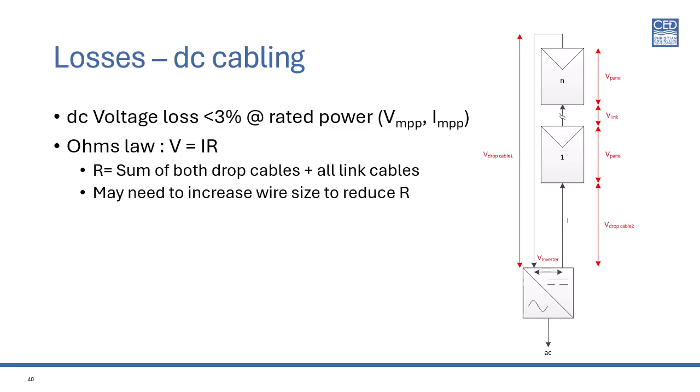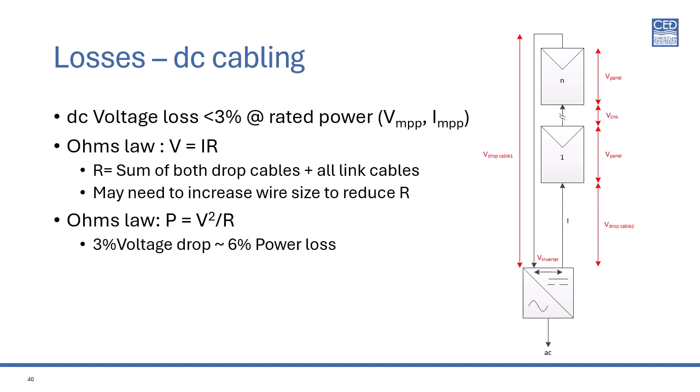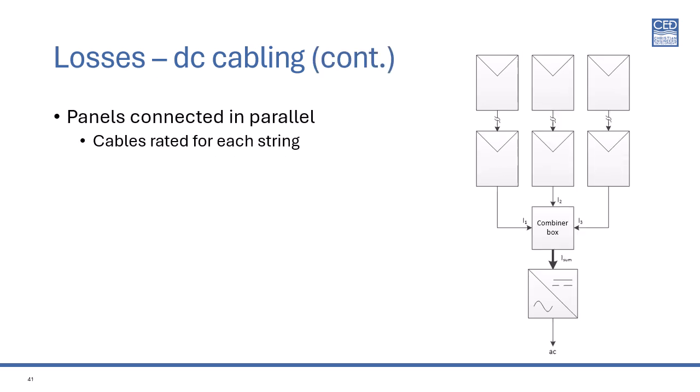So it may be that we need to increase the wire size to reduce the resistance and hence minimise the voltage loss. We also saw earlier that Ohm's law says that the power is equal to the voltage squared divided by the resistance. So if we have 3% voltage drop, then there's actually going to be 6% power drop. If we're using parallel strings of panels, then we'll have a combiner box, and the cabling from the strings may be a smaller diameter than the cabling from the combiner box down into the inverter.